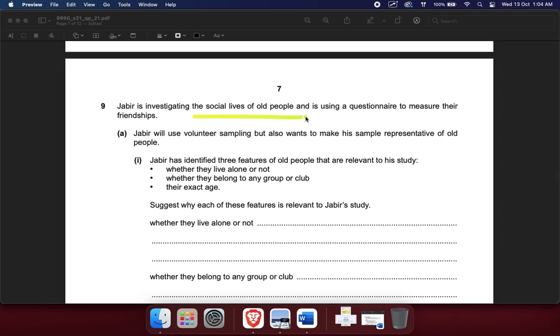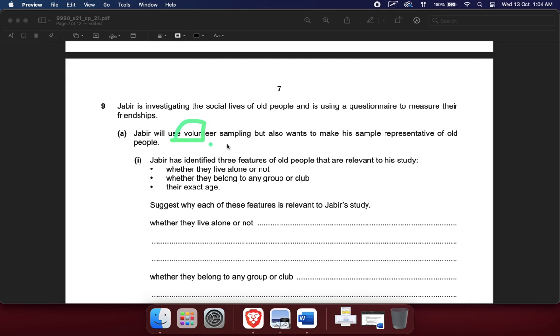Question number 9. Jaber is investigating the social lives of old people, and he's using a questionnaire to measure their friendships. Okay, before that, what's a questionnaire? What's the definition of questionnaire? A questionnaire is the opposite of interview. Interview is video, face-to-face, right? A questionnaire is write down questions on a piece of paper and then give it to someone, right? So questionnaire is always written questions. Interview is always verbal questions.